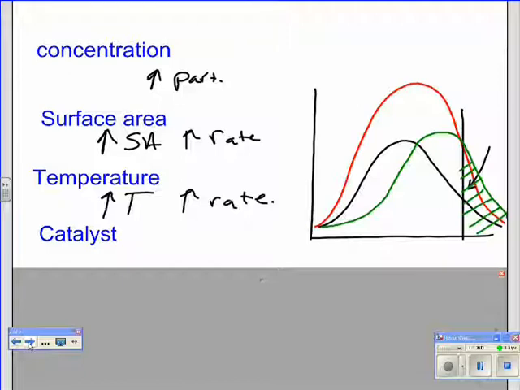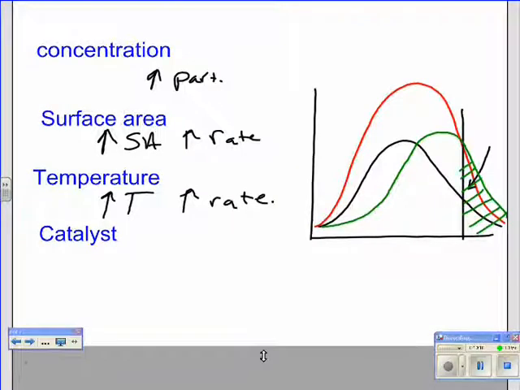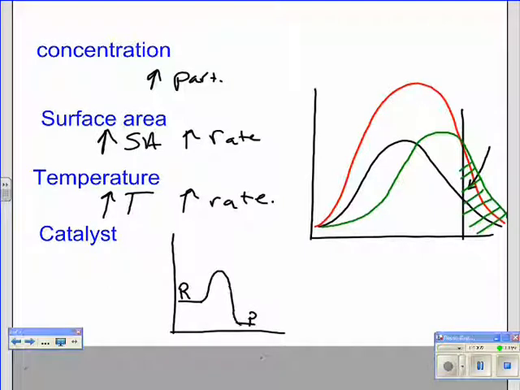The last thing that we can do is to use a catalyst. What a catalyst does, at least what we think it does, is in our energy diagram, we have our reactants and our products. And in between, we have an activation energy. What we think happens with adding a catalyst is somehow that activation energy becomes less.